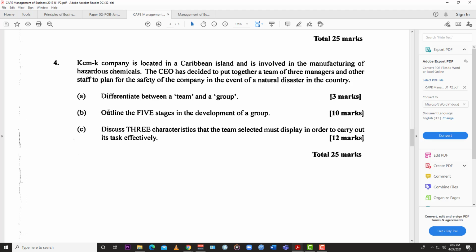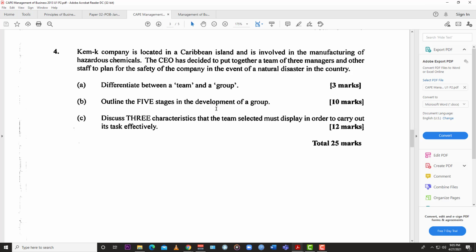10 marks, you outline the 5 stages in the development of a group. 2 marks each, 10 marks, bada bing, bada boom, they're done. Right? And so that's it. Then we have number 4C. Discuss 3 characteristics that the team selected must display in order to carry out its task effectively.